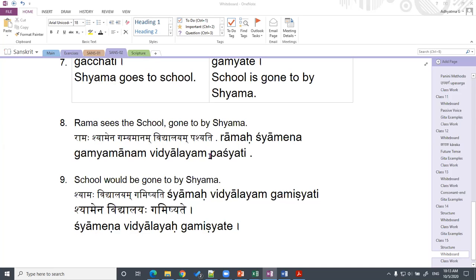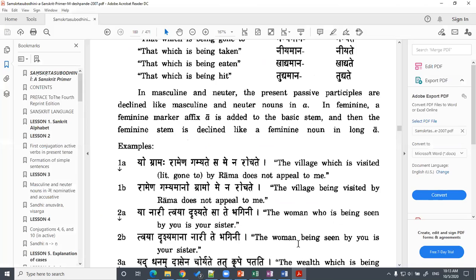Then there is another question. 1A and 1B are karmani sentences using dative form of karta with the verb rochate. Interesting, karta uses dative form and not instrumental. Is that correct? So this is related to these sentences here, the 1A and 1B in the book.